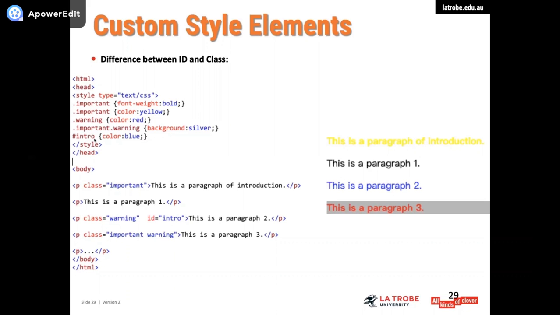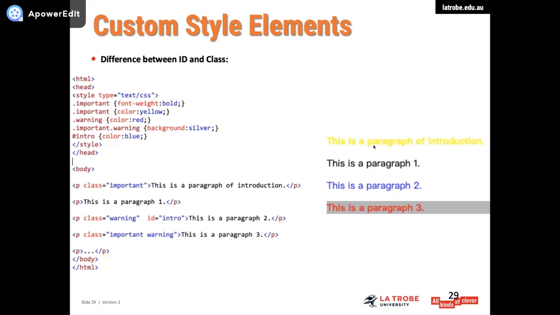And then you can see that in the body, in the first paragraph, we use the important class to change the style. Since important is defined twice, the first is the font weight to bold, and the second time is to change the text color to yellow. That's why in the output, for the first paragraph, both the font weight and the text color are changed.